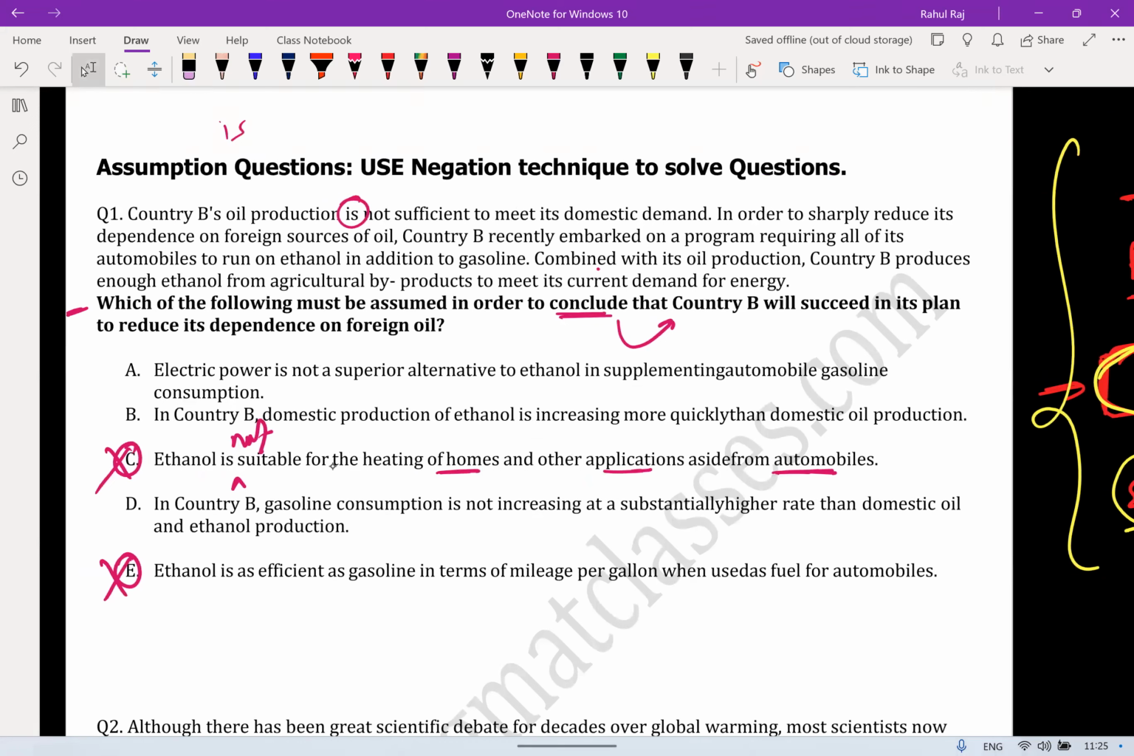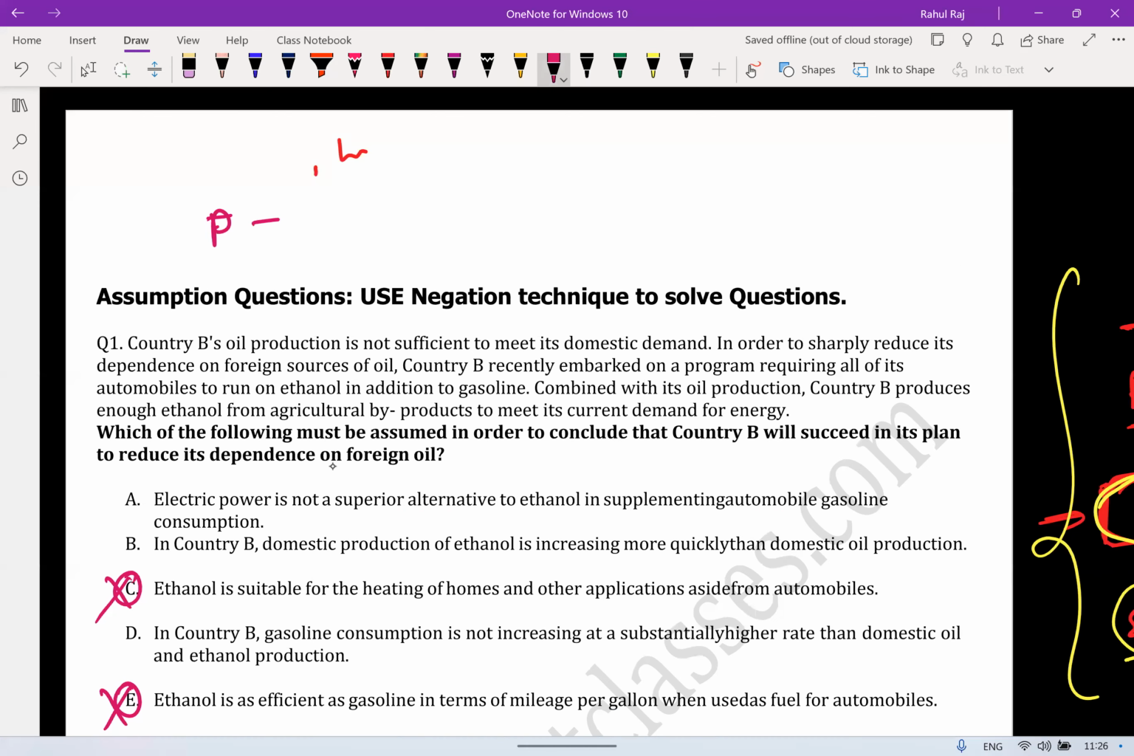Don't force yourself. Is, are, has, have. When I say Rohan has got 700 in GMAT, that's a fact. Agreed. That's not a conclusion. When you say combined with its oil production, country B produces enough ethanol. Now imagine, if you people are confused about facts and conclusion, what I've told you is that premise always leads to conclusion, right? Premise always leads to conclusion, yes or no? Now first state: combined with its oil production, country B produces enough ethanol from agriculture byproduct to meet its current demand for energy, and therefore country B's oil production is not sufficient. Is it making any sense?